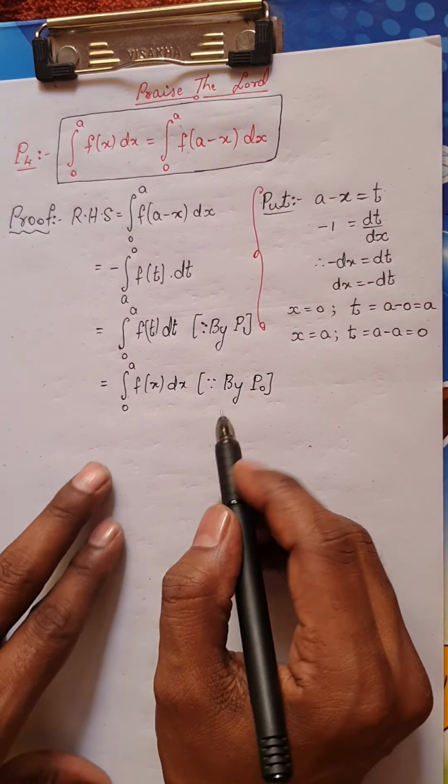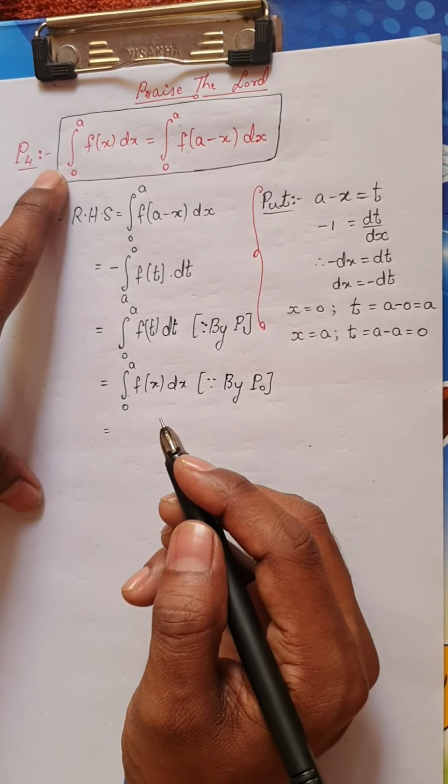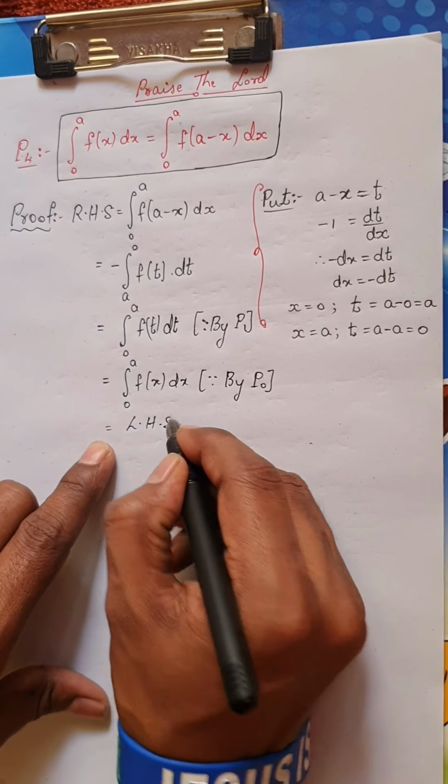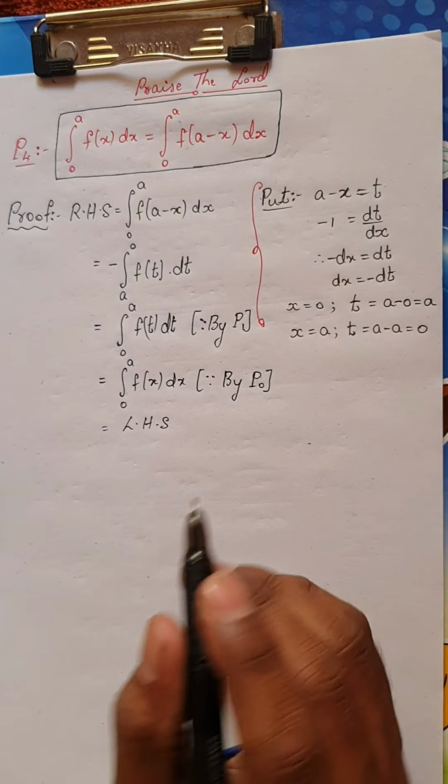Now look what happens here. This is nothing but my LHS, isn't it? 0 to a f of x dx. So I considered RHS and proved LHS.